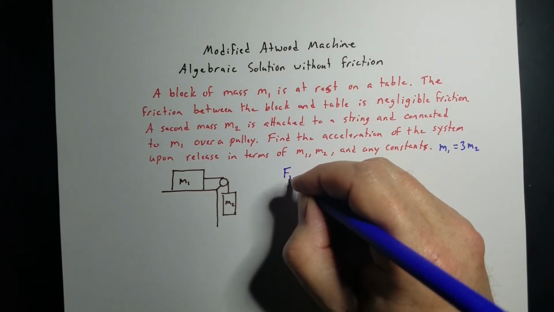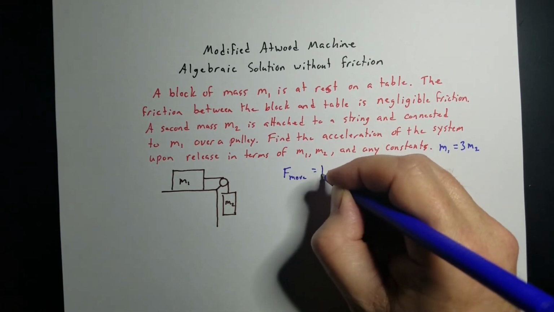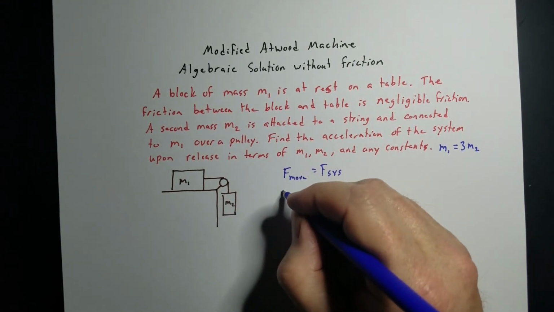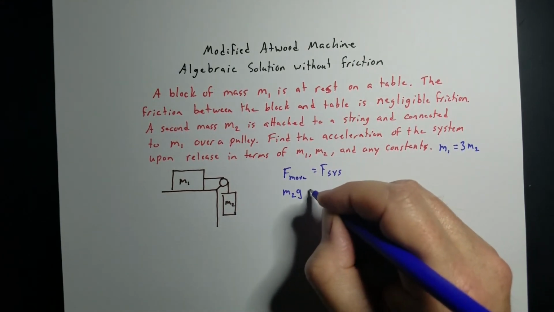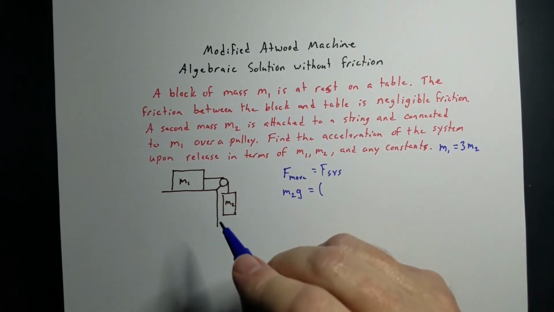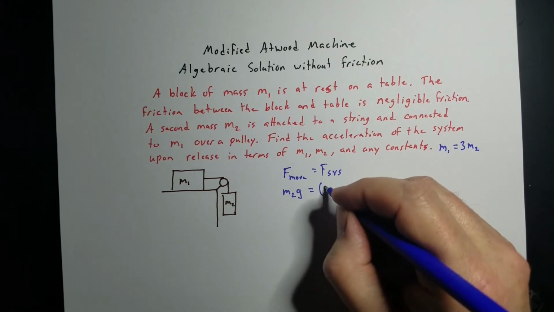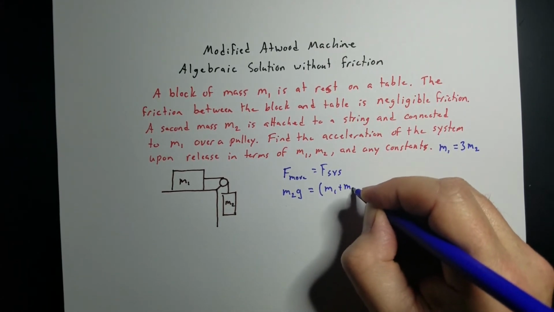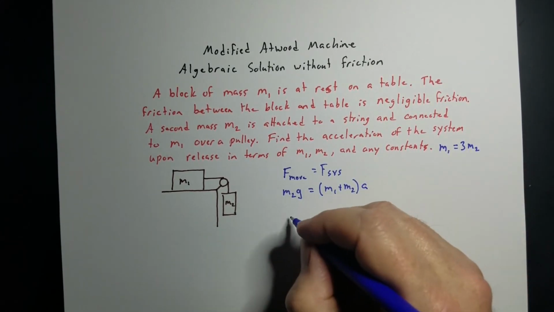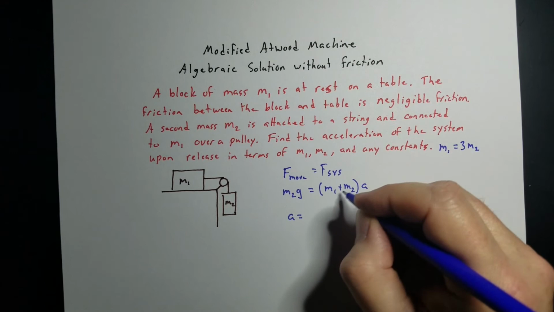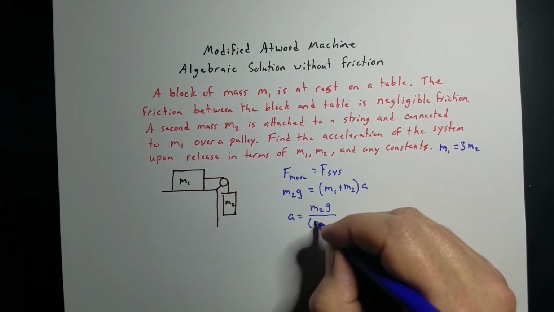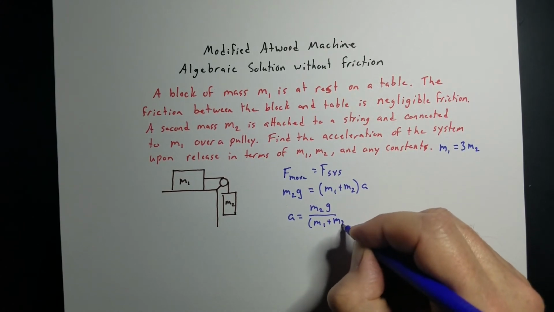So the force that's making it move equals the force on the system. What's making it move is the weight of this one. So that's M2G. The system is both masses, which have to be moving together at the same rate because they're tied together with a rope. So (M1 plus M2)A. Now we can solve for A. A is going to be equal to, move that underneath, M2G divided by M1 plus M2.